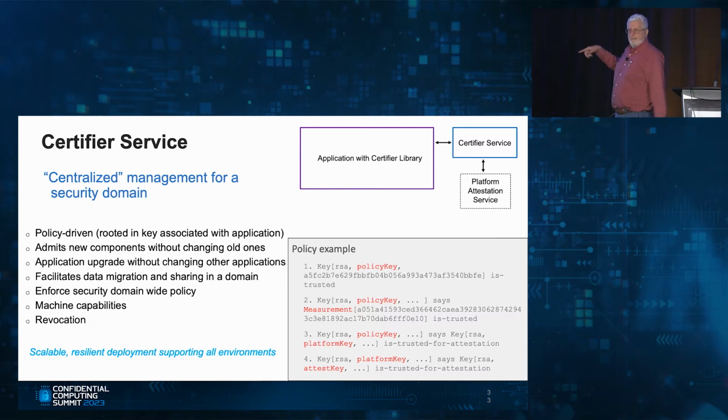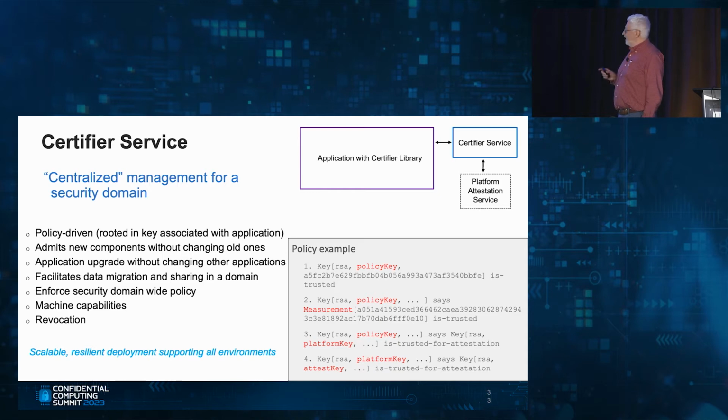I will give you an example of the policy. I mentioned it's English-like, and you can argue with me if this is English-like enough. The policy language is based on the Lampson-Abadi calculus. So let me just read the rules briefly. The first rule is really an axiom, not a rule. It says the policy key, the thing that's associated with the application, is trusted. Anything it says, you should believe.